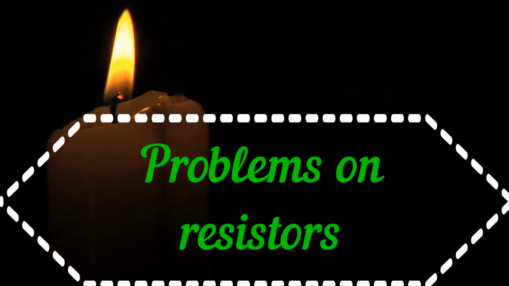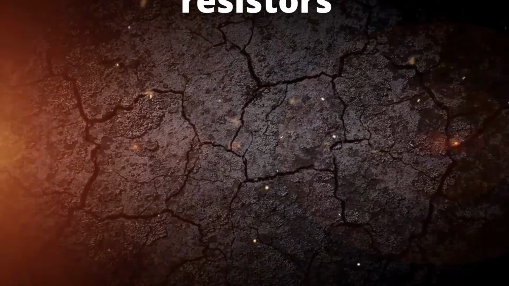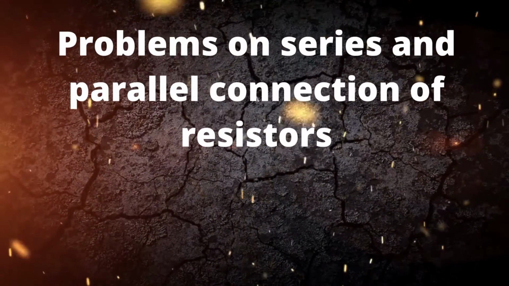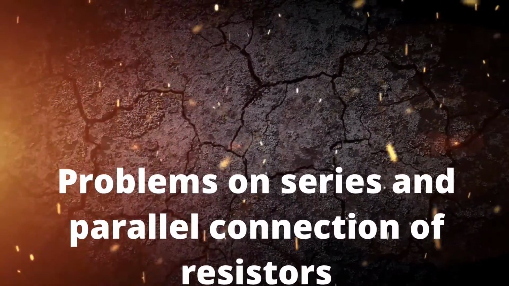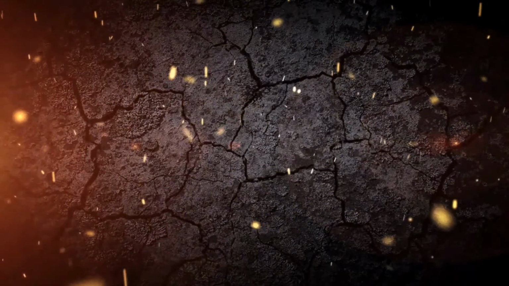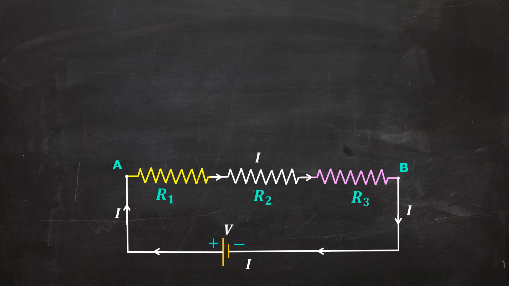Before going to solve the problems, here I will show you the formulae of resistors connected in series and parallel that we derived in our previous videos. Now let us remind the formulae that we derived. So here three resistors have been connected in series between the points A and B.